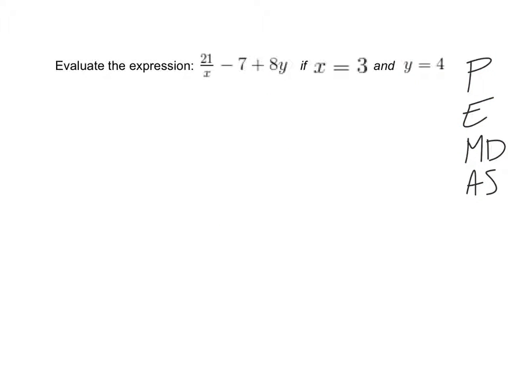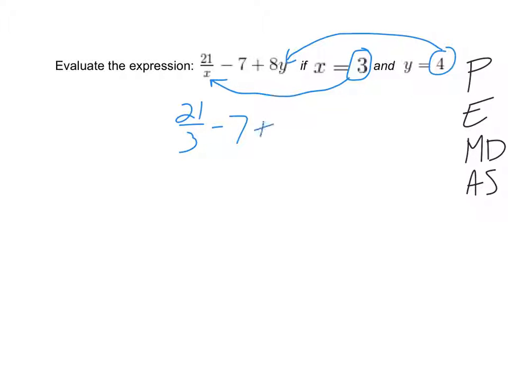Now we've got the expression 21 over x minus 7 plus 8y, and we're given that x is 3 and y is 4. So now, since we have more than one variable and we're given more than one number, you have to remember which one goes where. 3 is going to go in for x, and 4 is going to go in for y. So I have 21 over 3 minus 7 plus 8 times 4.